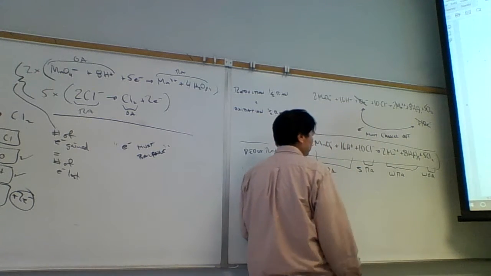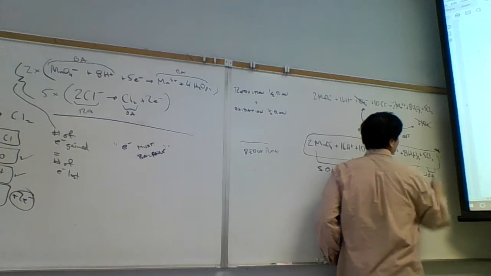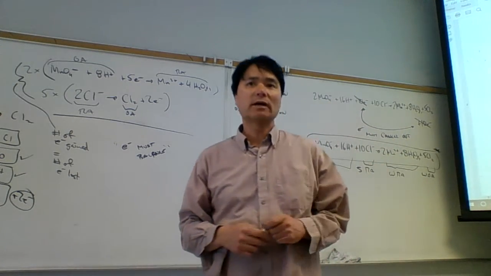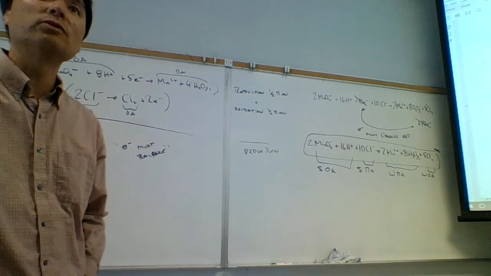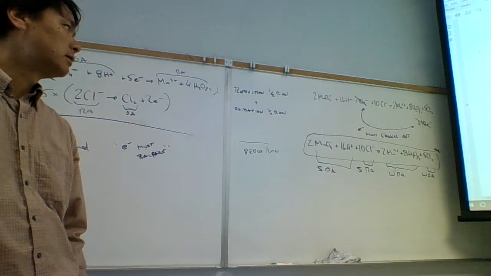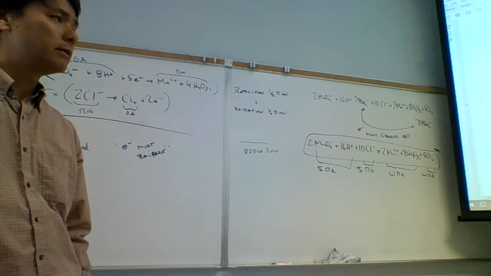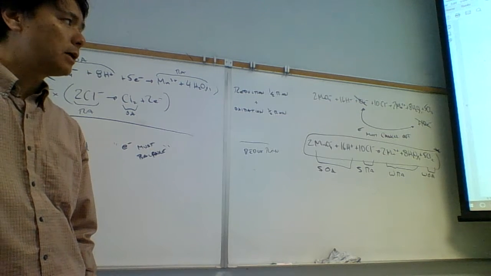So this is it. And so if we were to mix permanganate and chloride, we're going to get chlorine gas. In fact, this is a common way that chlorine gas is generated in the laboratory. You just mix permanganate and chloride together.